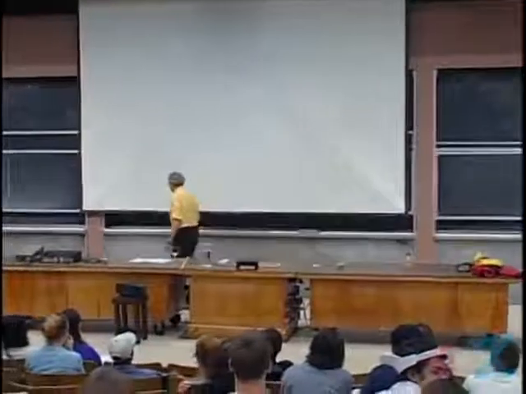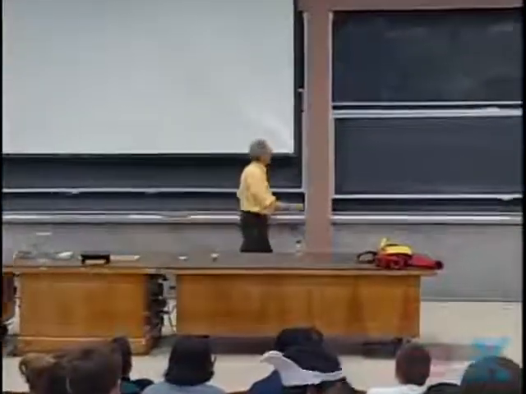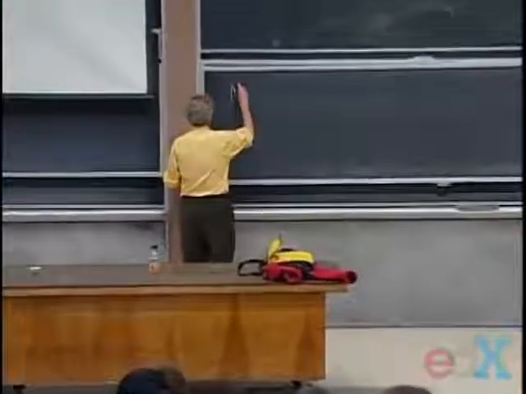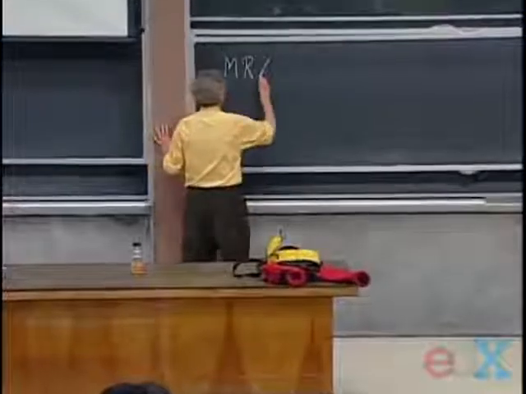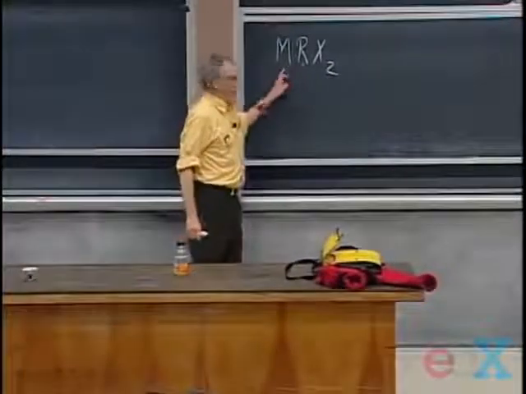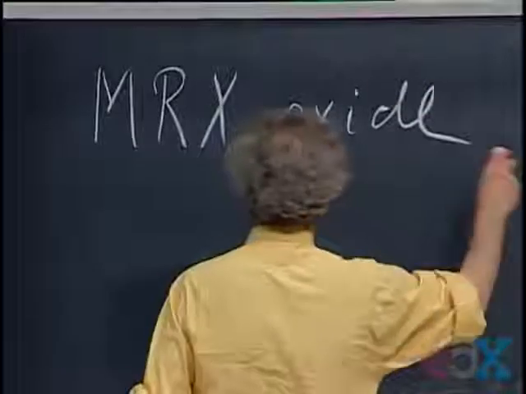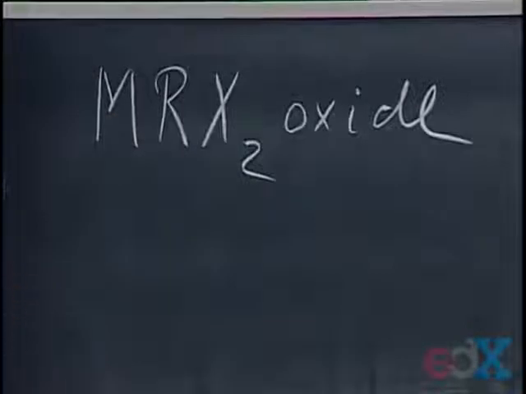And the material, as you could have read on the box, is a very special chemical compound. It is MRX2, two atoms of X, one of R and one of M, and then you make it oxide, and then you have the best tape that you can imagine in the world.